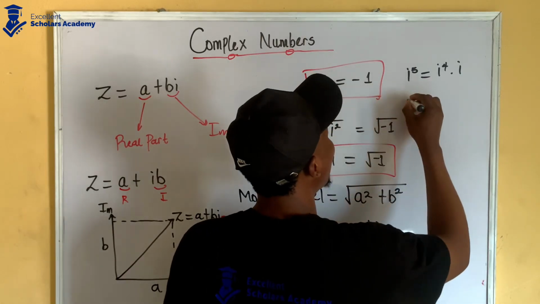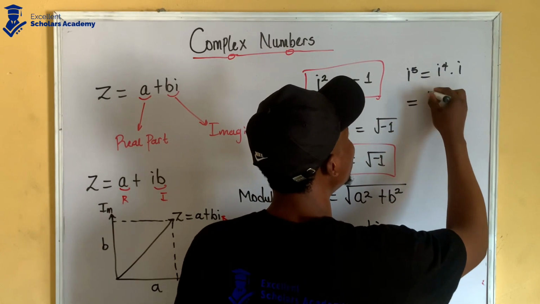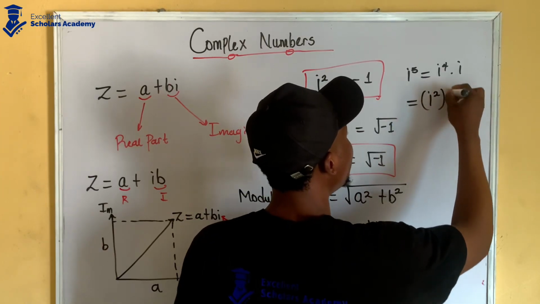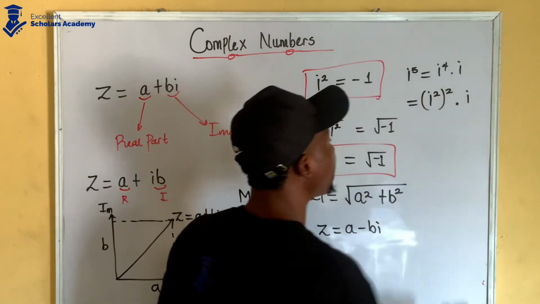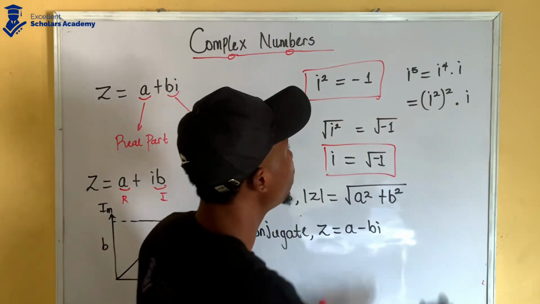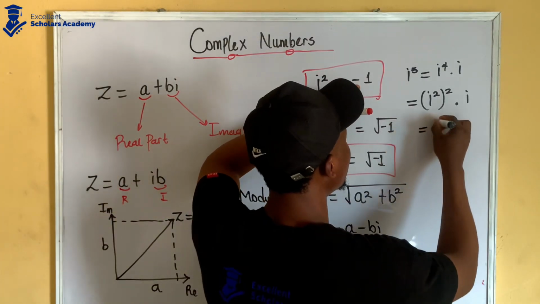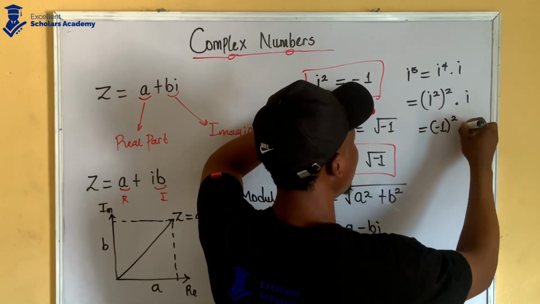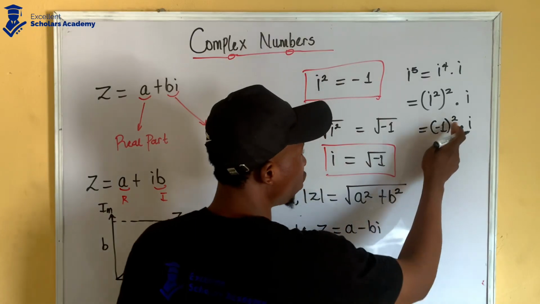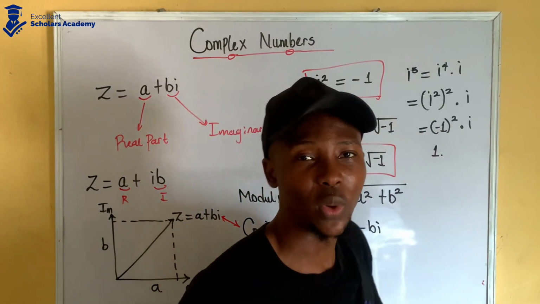Now, this i to the power of 4 can also be written as i to the power of 2, all to the power of 2, times i. Because 2 times 2 gives you what? 4. All right. So i to the power of 2 has been given to us here as minus 1. So this becomes minus 1 squared multiplied by i. Now minus 1 squared, of course, is going to give us plus 1. Minus 1 times minus 1 gives us plus 1.